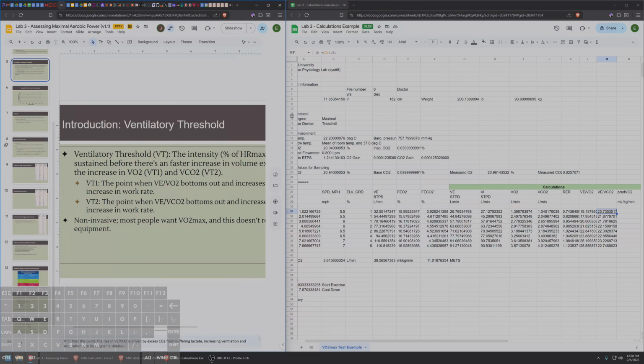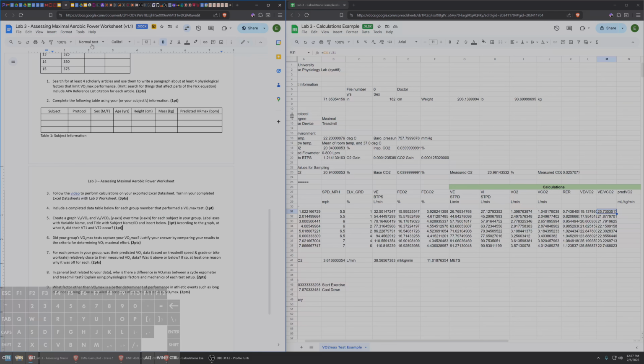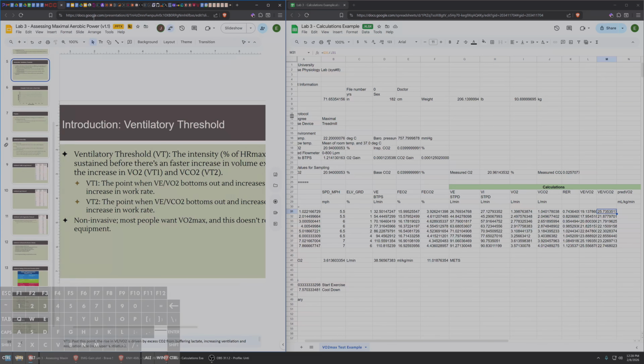Here it wants you to create a graph based on that stuff. You know, when did they occur? Can also look at this table here. We can see it. We'll take a look at that. But ventilatory threshold 1 is the point when VE over VO2 bottoms out and increases thereafter with an increase in work rate.